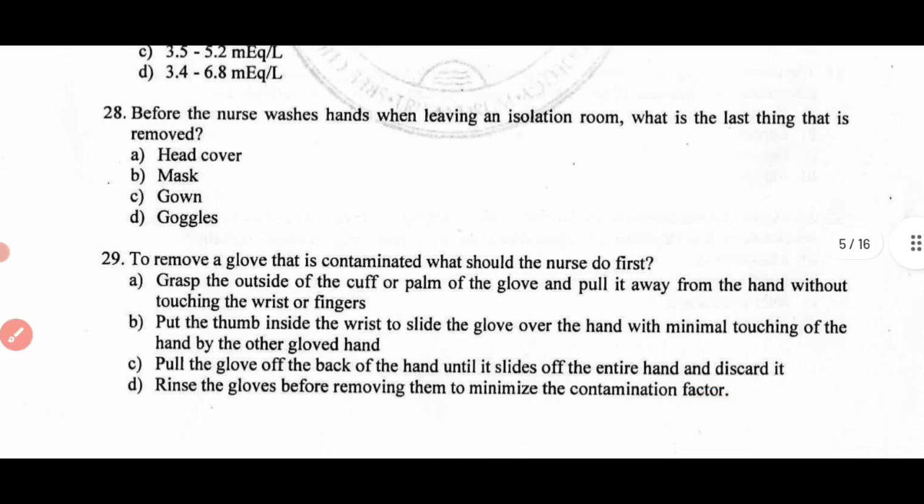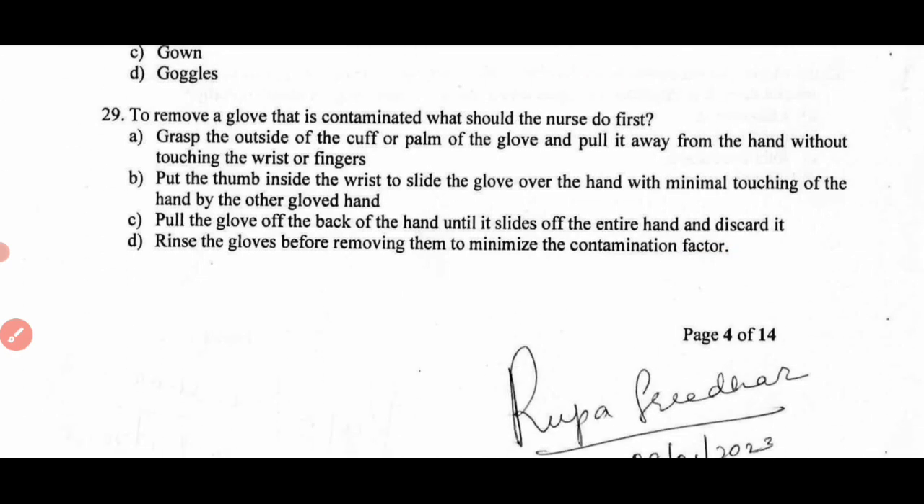And the next one is question number 29. To remove a glove that is contaminated, what should the nurse do first? So there is a contaminated glove. How should the nurse remove the gloves? This is the question. So here the right answer is option A, that is grasp the outside of the cuff or palm of the glove and pull it away from the hand without touching the wrist or the fingers. So this is the right one.